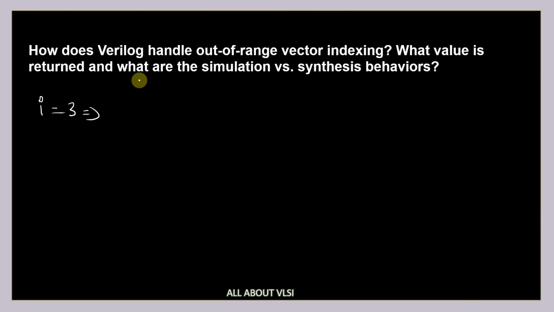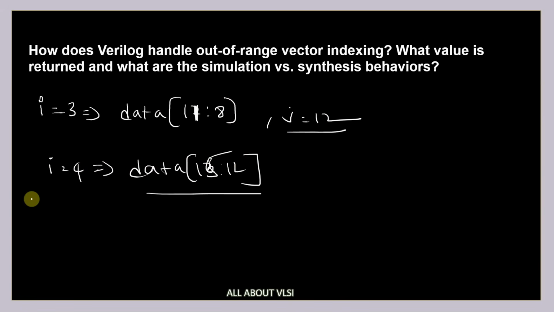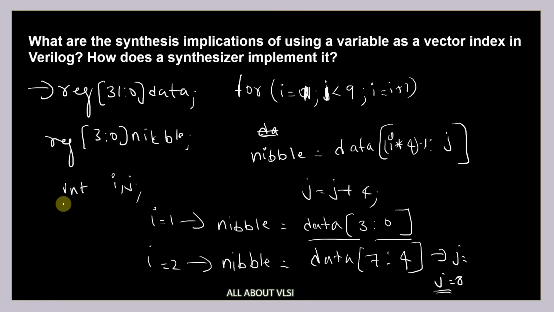So if your i is equal to 3, data of 11 down to 8. And now the j value is equal to 12. So i is equal to 4, data of 15 down to 12. So like this, using a for loop, we can iterate this particular variable and we can slice it and we can get the values of nibble updated.